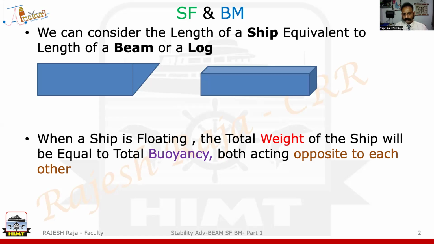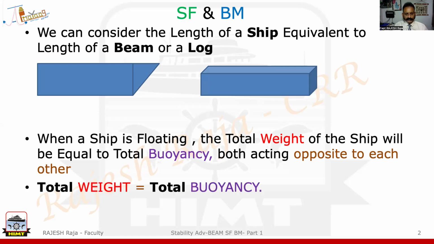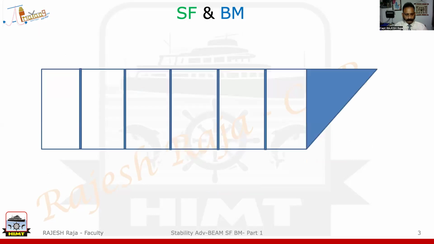So when a ship is floating, you should agree that the total weight of the ship will be equal to the total buoyancy, and both acting opposite to each other, which means that the total weight, which is also a force, should be equal to the total force of buoyancy also. So that is how an object will float.